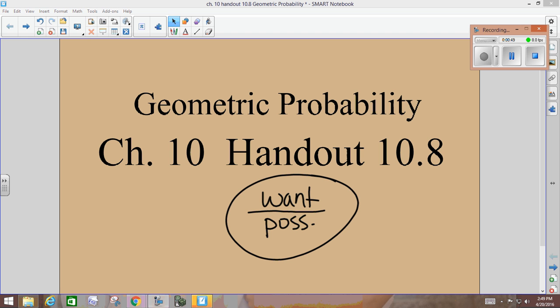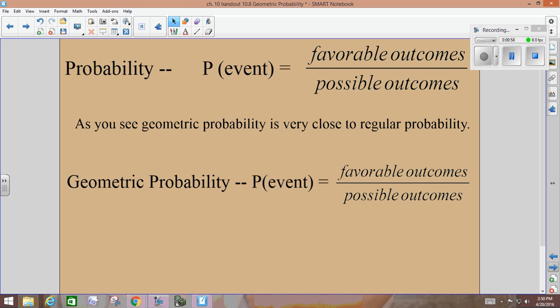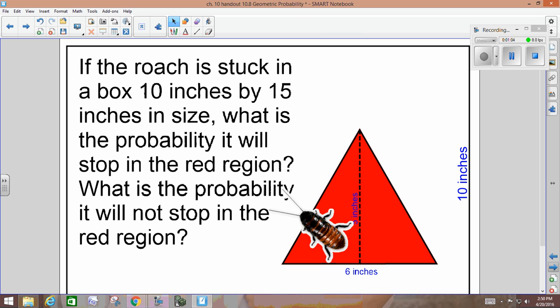The geometric part is going to be because we're going to talk about lengths of segments or the area of a shape or something. So that's where it becomes geometric. What you want over the total possible outcomes, I think it's easier to say that than favorable.